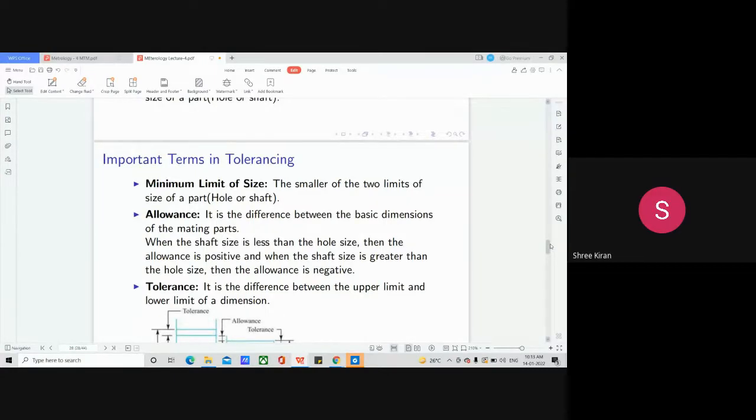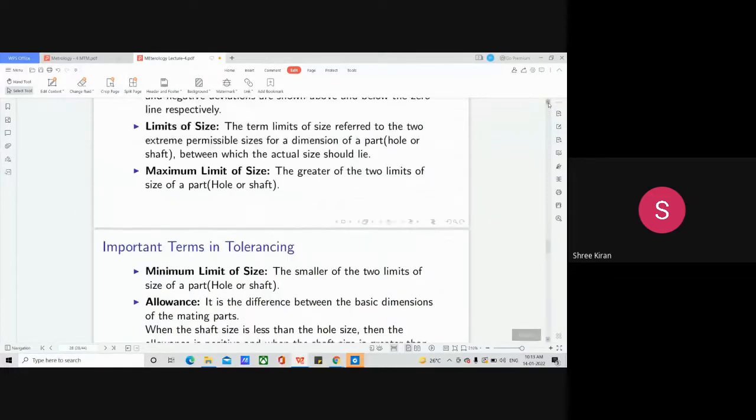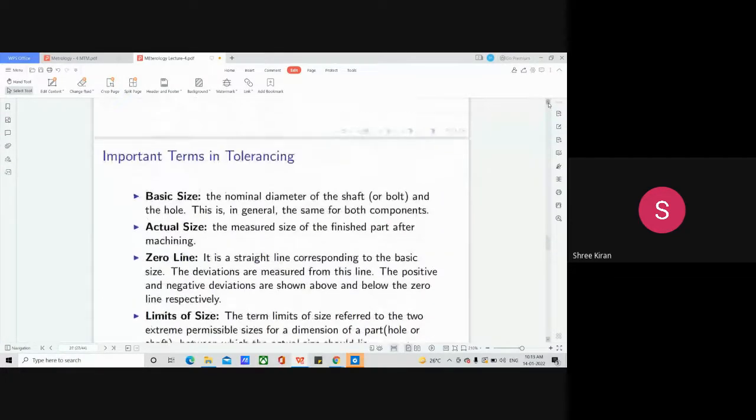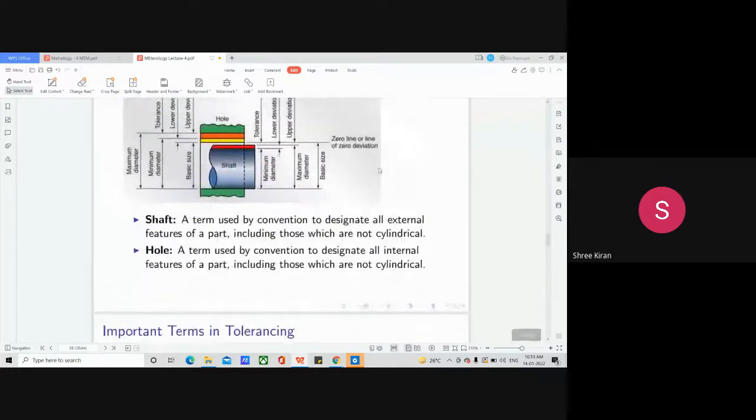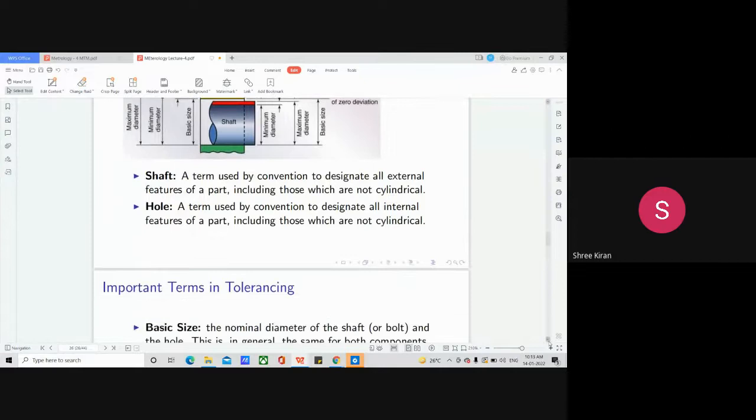No, not tolerance. For identifying tolerance and all these elements, we have a line in this figure. Zero line, that's what Rahul said. Yes, that's the zero line. This is the basic line. I'll show it in the figure. This is the zero line, or zero deviation line. We have discussed that, it's the basic thing.